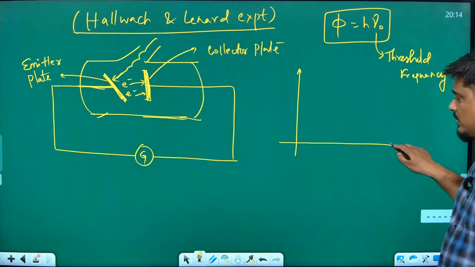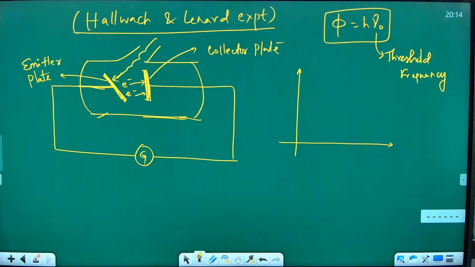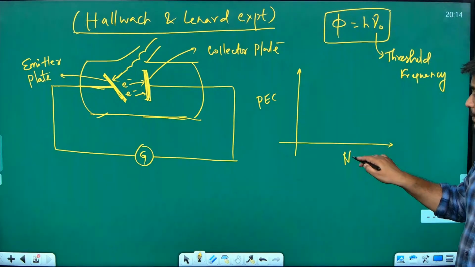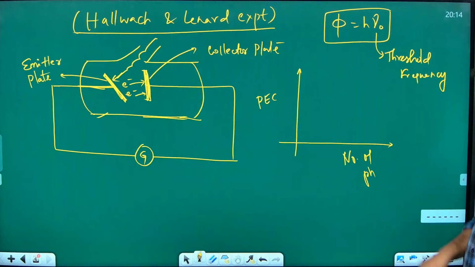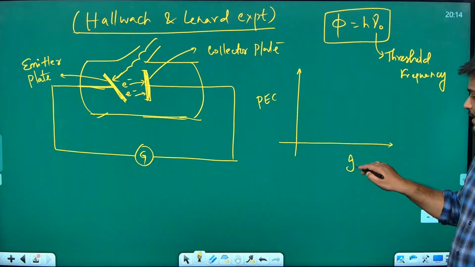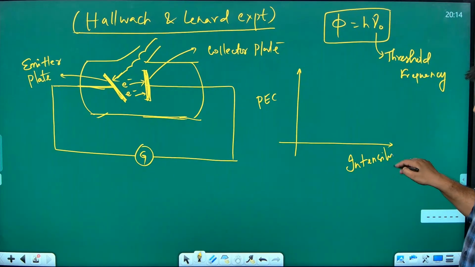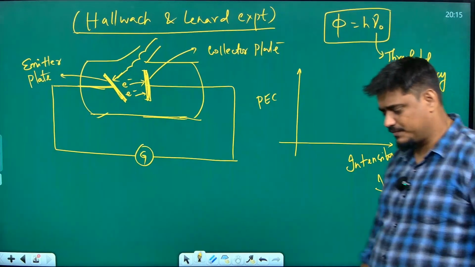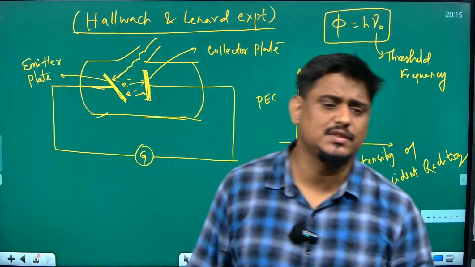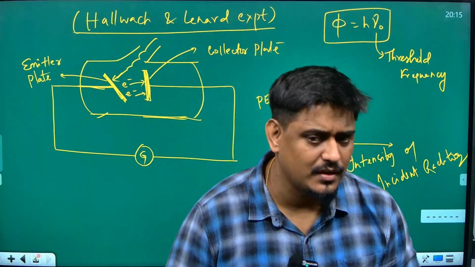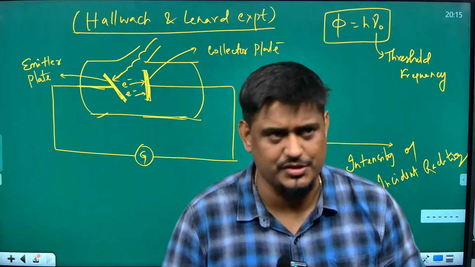Then a graph was drawn. The first graph was drawn between the photoelectric current and the number of photoelectrons. Basically, I should say the intensity of incident radiation. Photoelectric current and intensity of incident radiation. One important thing before I move ahead. In this chapter, two words we are going to use very often. One word will be intensity of radiation. The second word will be frequency of radiation.